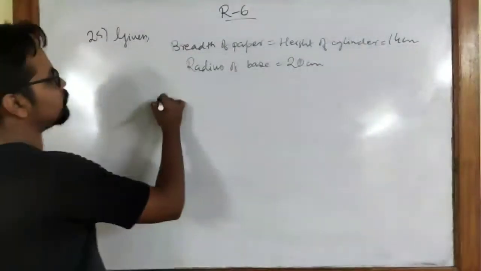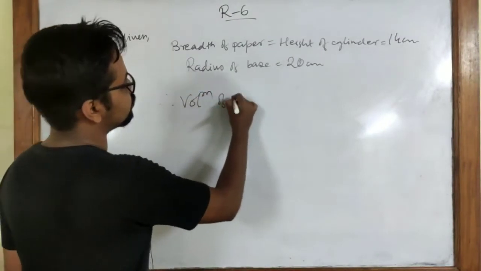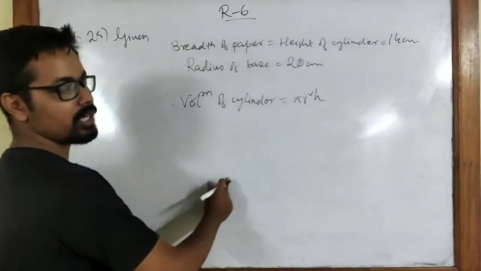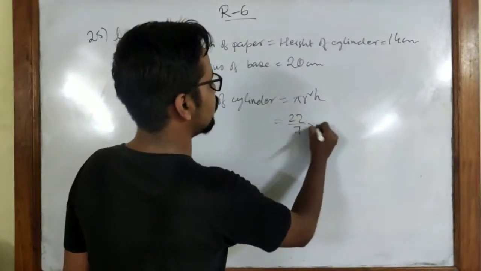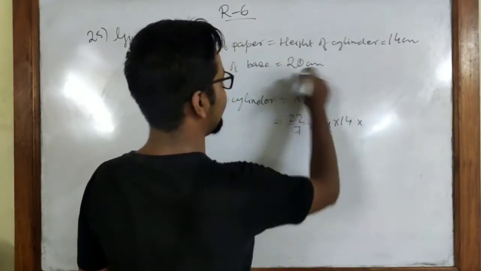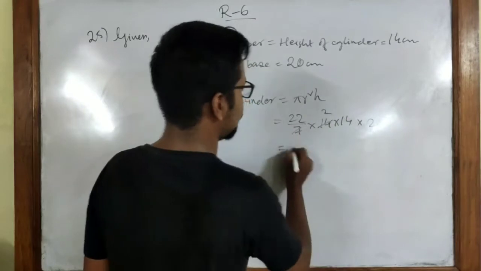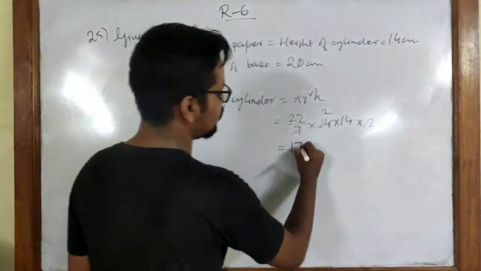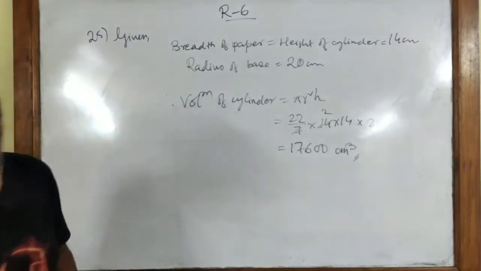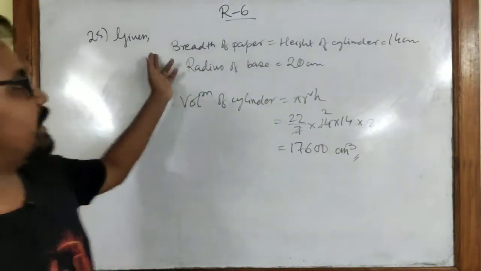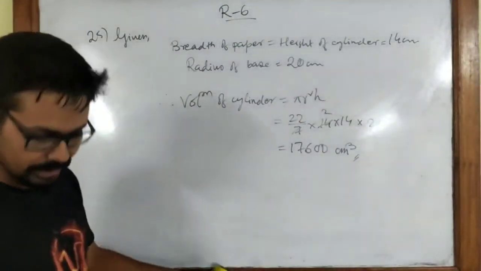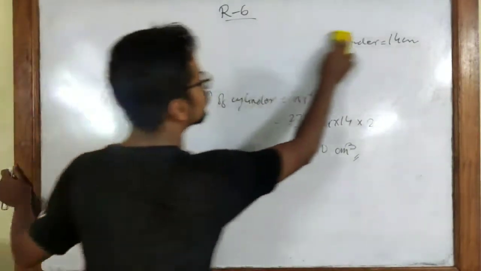So what is the formula of volume? Volume of cylinder is equal to pi r square h. This is the formula. So pi is 22/7, radius square is 20 into 20, into height 14, and the answer comes out to be 17600 centimeter cube. Very easy. The breadth becomes the height, radius is given, put it in the formula, find the answer. Very simple sum. So 25 is also over. Let's move on to the next one.